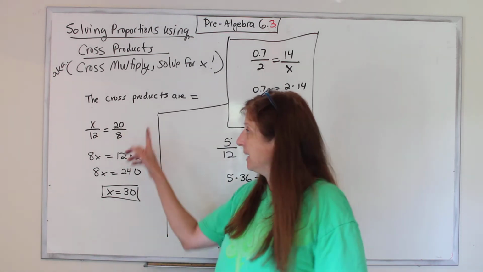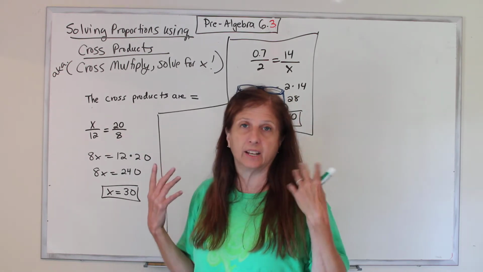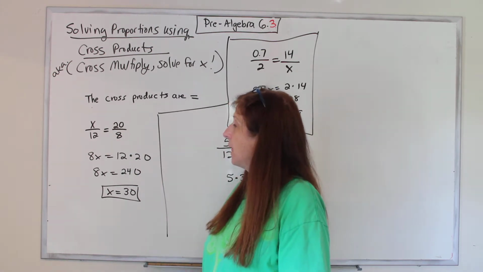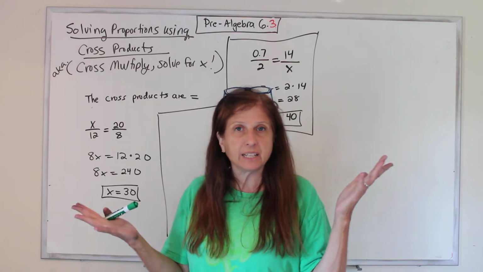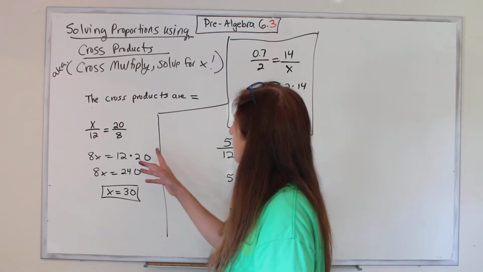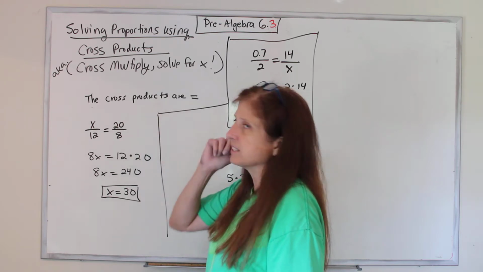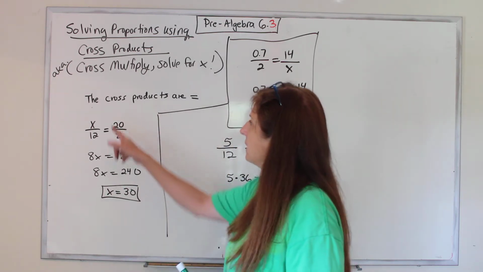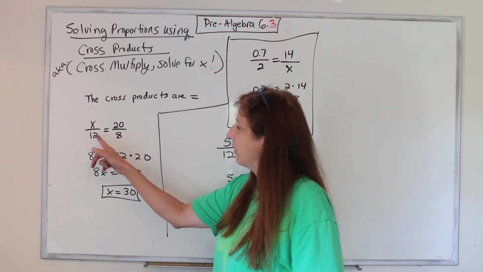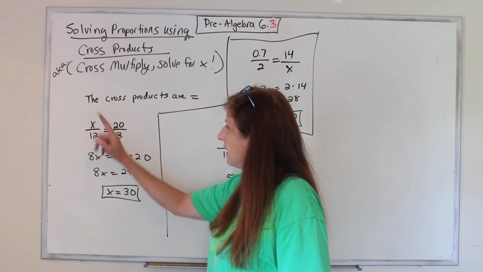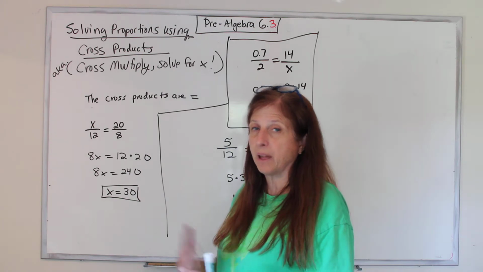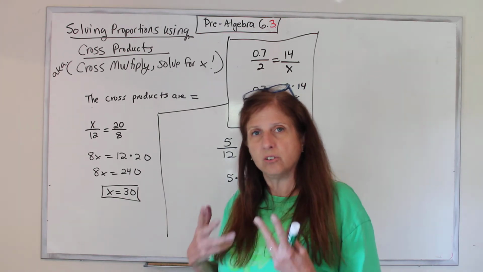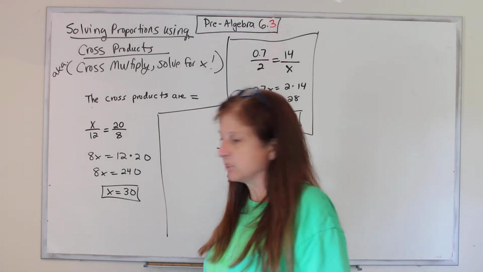It can be any of them that's the missing one, and it'll be a letter instead of a number. I showed you how to do it last time, but let's do some more, okay? The other thing is, why this works mathematically is the cross products are equal. 8 times x equals 12 times 20. They're equal mathematically, so we can use that property to solve for them.